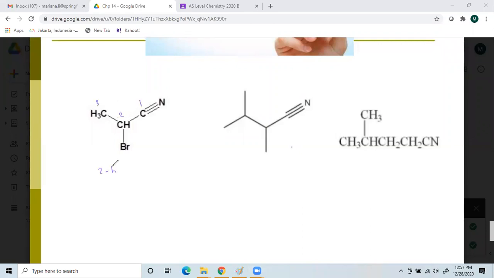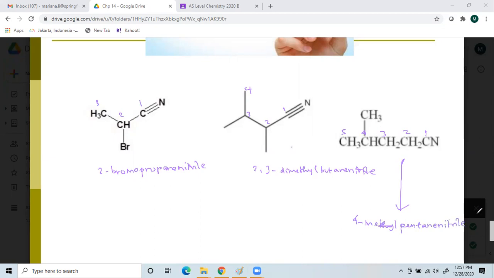Okay, the name would be 2-bromopropanenitrile. Then 2,3-dimethylbutanenitrile, and for this, 4-methylpentanenitrile. Yeah.